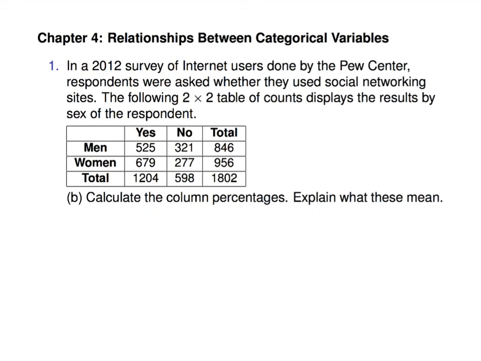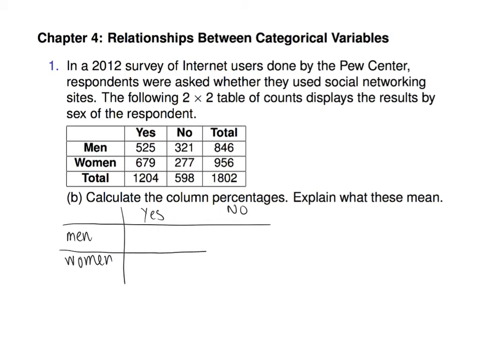All right, calculate the column percentages and then explain what these mean. So keep the table's organizational structure the same. Men, women, yes, no. This time our totals are taken out of the columns. So out of all the people who said yes, what proportion were men, what proportion were women?